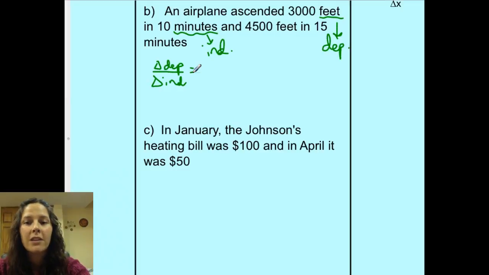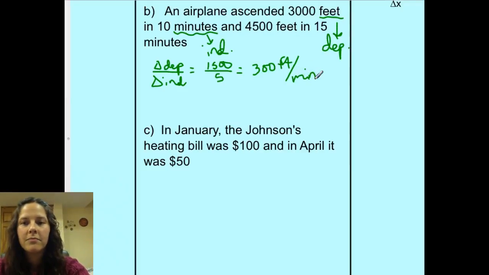Well, our dependent variable went from 3,000 up to 4,500. That was an increase of 1,500 feet. And our time, or independent variable, went from 10 minutes up to 15 minutes for an increase of 5 minutes. Dividing, this gives us 300. Feet was the units for our dependent variable. Per minute, the units for our independent variable.